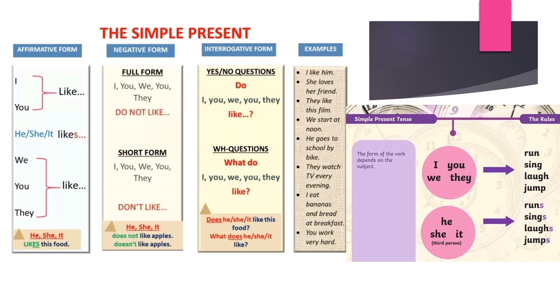We use the question word, and after that we put do or does, and after that the subject and the verb. For example, what do you like, or what do we like, or what do they like. With she, he, it, we put does. What does he like, or what does she like, or what does it like, and etc.